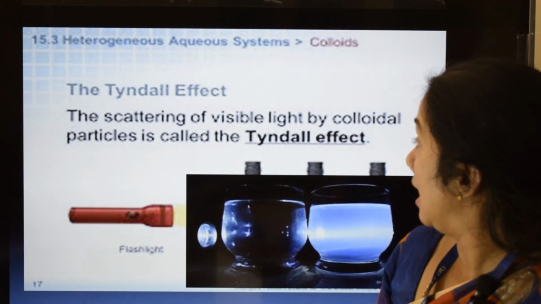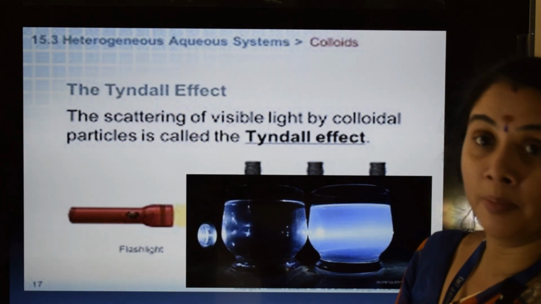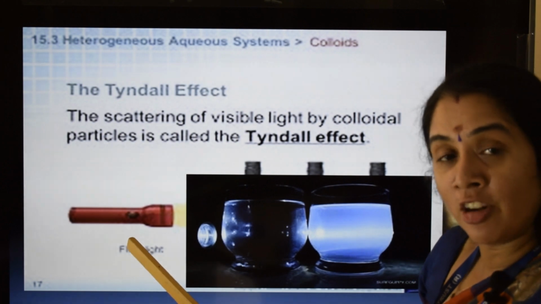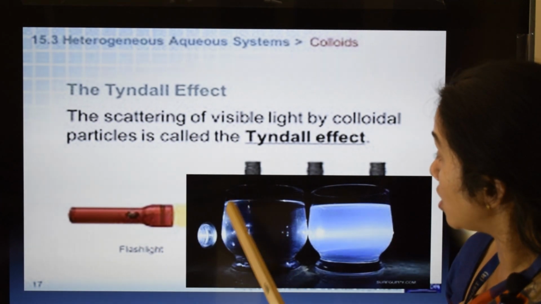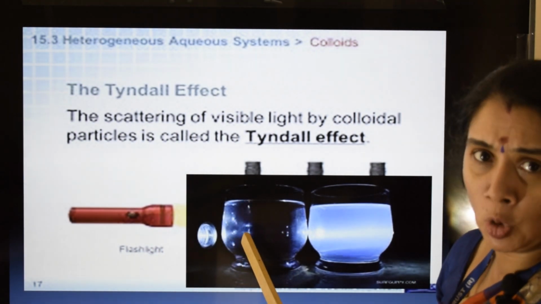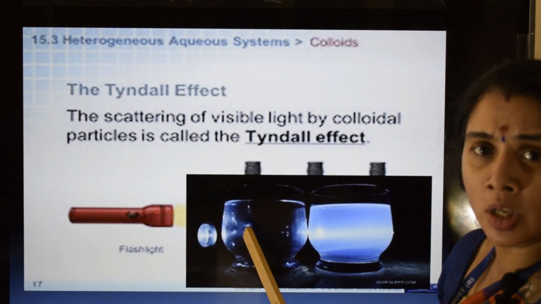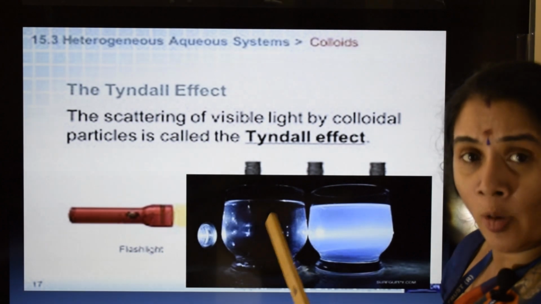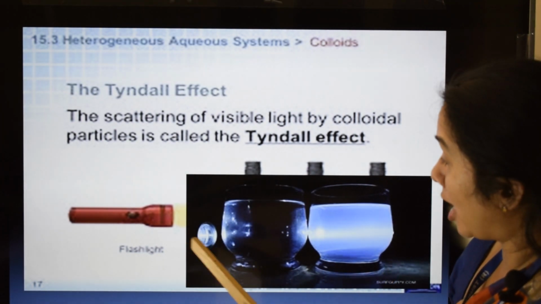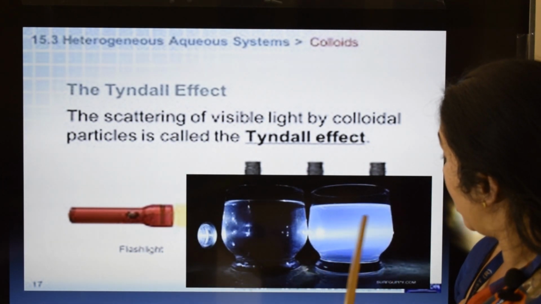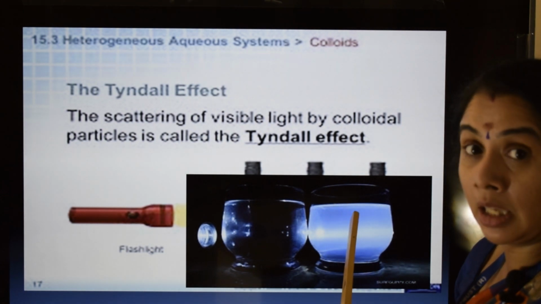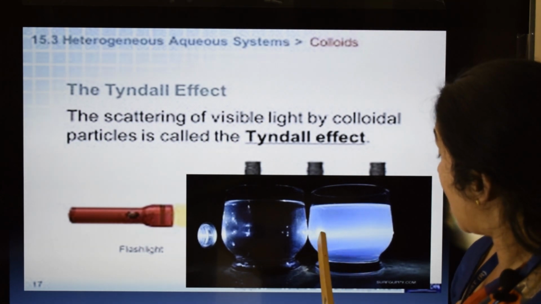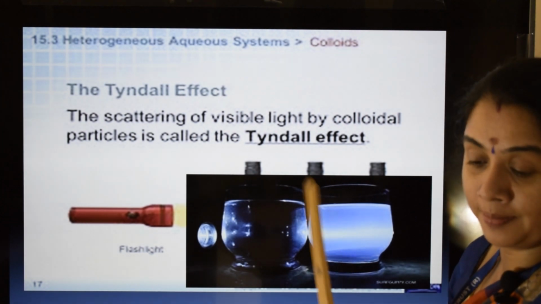Here you can see the scattering of visible light by colloidal particles. In this picture, when a flashlight is passed through the first beaker containing a solution, it can be a salt solution, sugar solution or anything, the path of light is not visible. Whereas in the second picture, when the flashlight is passed, the path of light is visible because the beaker contains a colloidal solution. This is what we call the Tyndall effect.